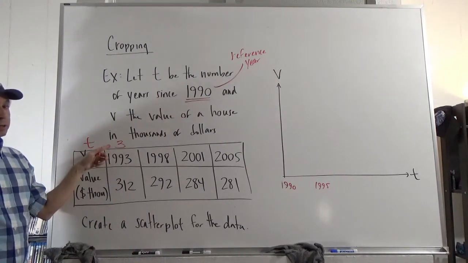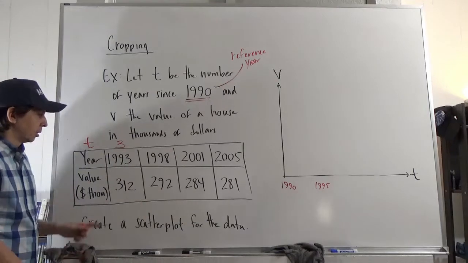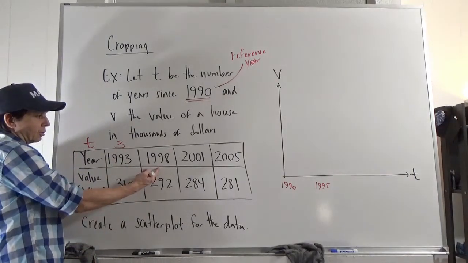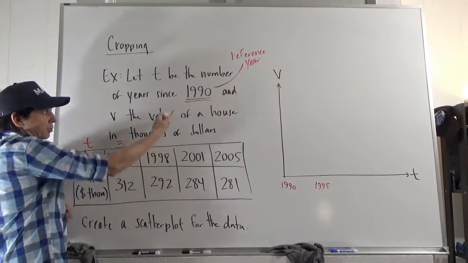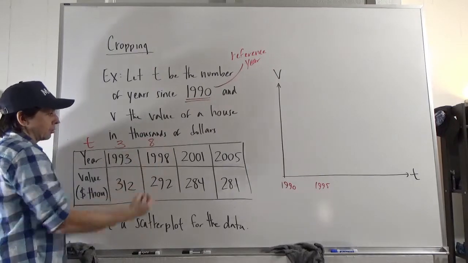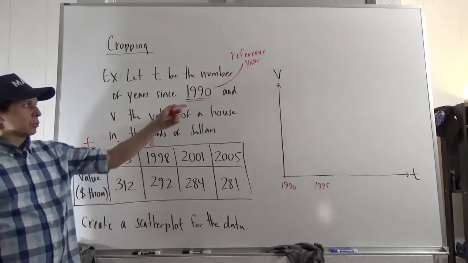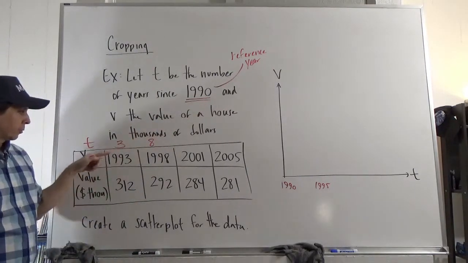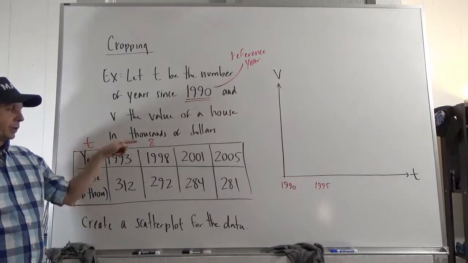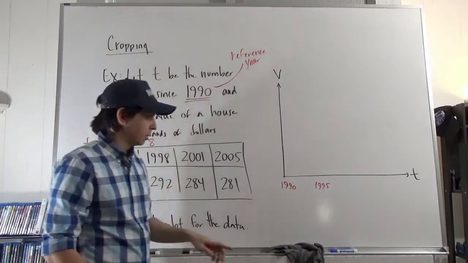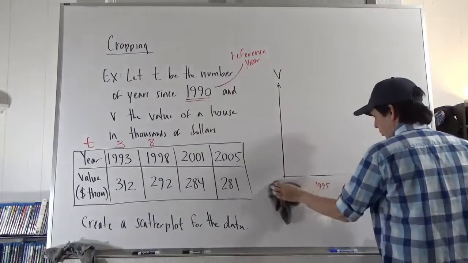I'm going to do all my T's now because we're going to be plotting T's. What's the T value for 1998? How many years has it been since 1990? It's been 8 years. So again, we're starting with this is year 0, and then 3 years later T is equal to 3. 8 years later T is equal to 8, and so on. We're going to fill in all those T's.